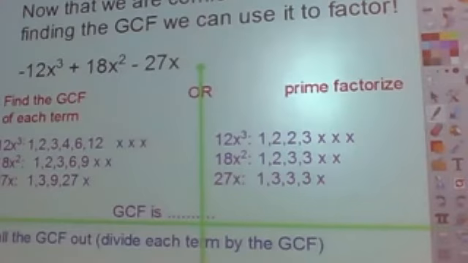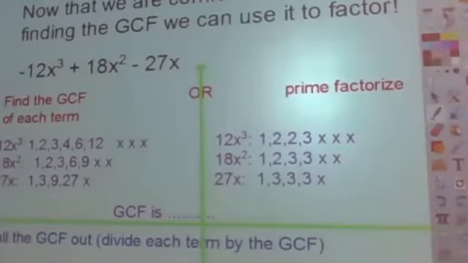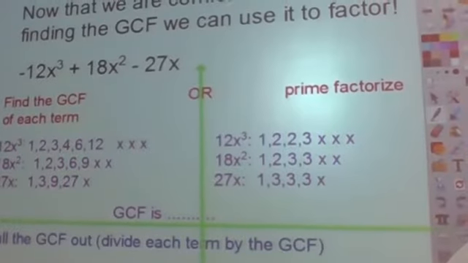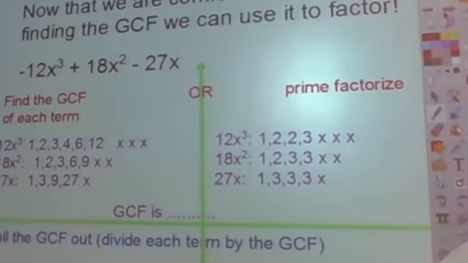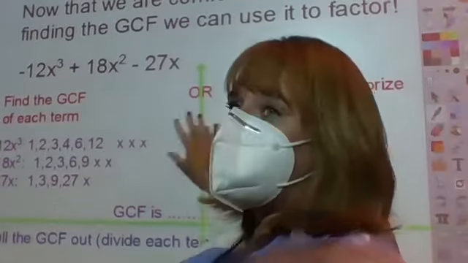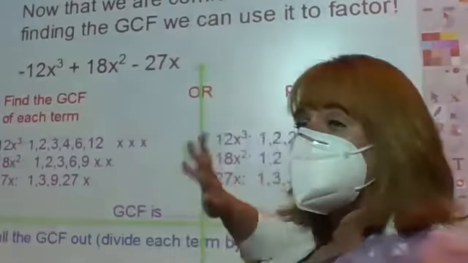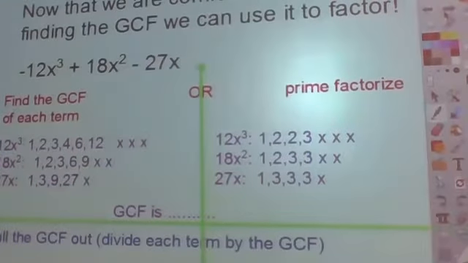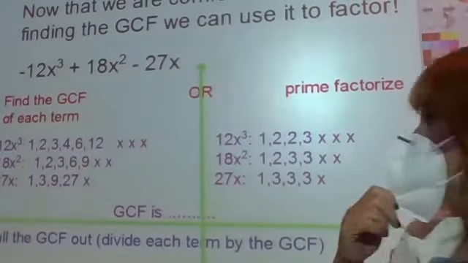So now that we are comfortable with finding the GCF, we can use that to factor. If you look at this, I want to factor negative 12x to the third power plus 18x squared minus 27x. So first step, I'm going to find the GCF. And look, I showed it to you both ways, because again, do I care what way you use? No, I don't. Totally up to you.